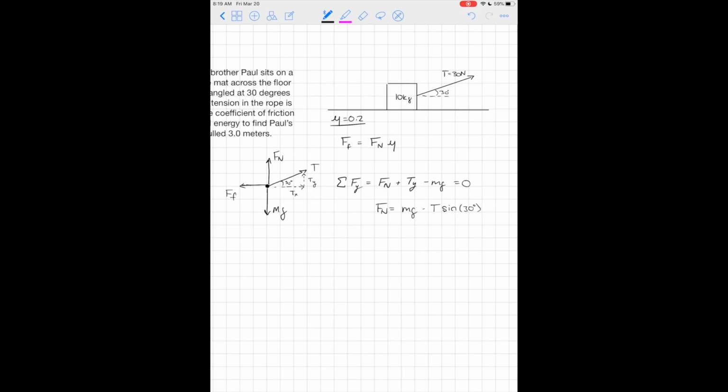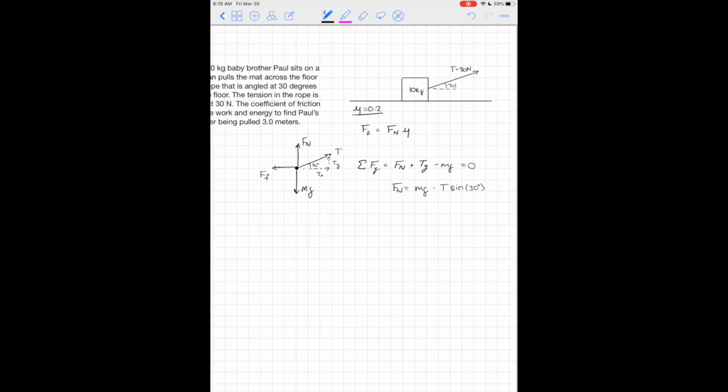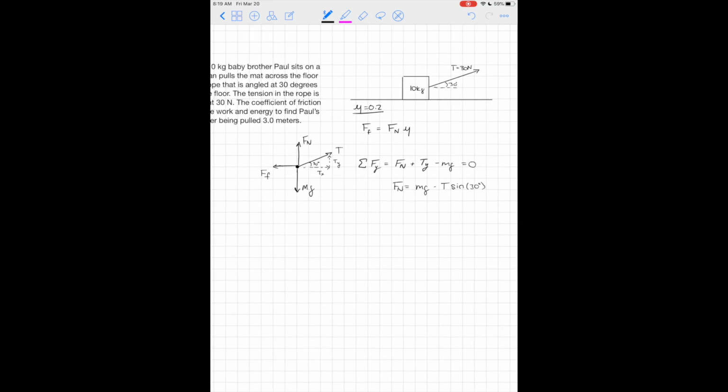Okay, that's all we're going to do with Newton's laws for now. What we really want to do is say, what's doing work in my system? Because that's how my kinetic energy is going to change as Susan pulls Paul across the floor. So the things doing work, we said that gravity did no work, because its force is perpendicular to the motion of this box. Likewise, normal force wouldn't do any work, for the same reason.